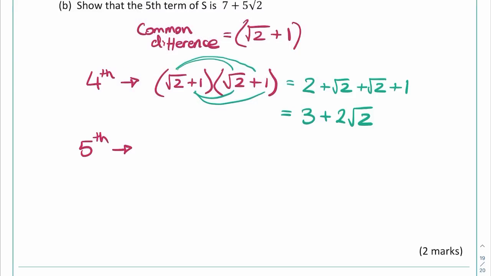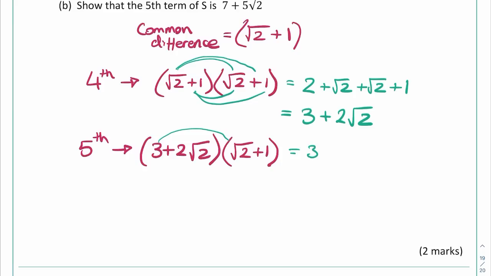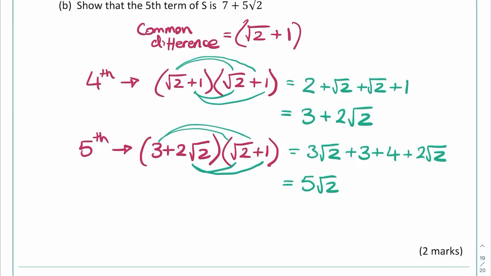So the fifth term will be our current term, 3 plus 2 root 2, multiplied by our common difference, root 2 plus 1. So we've got another double bracket. 3 times root 2 is 3 root 2. 3 times 1 is 3. 2 root 2 times root 2 is 2 root 4, or 2 times 2, which is 4. And 2 root 2 times 1 is 2 root 2. Combine the surds there, you have 3 root 2 and 2 root 2, which is 5 root 2, and 3 plus 4, which is 7.